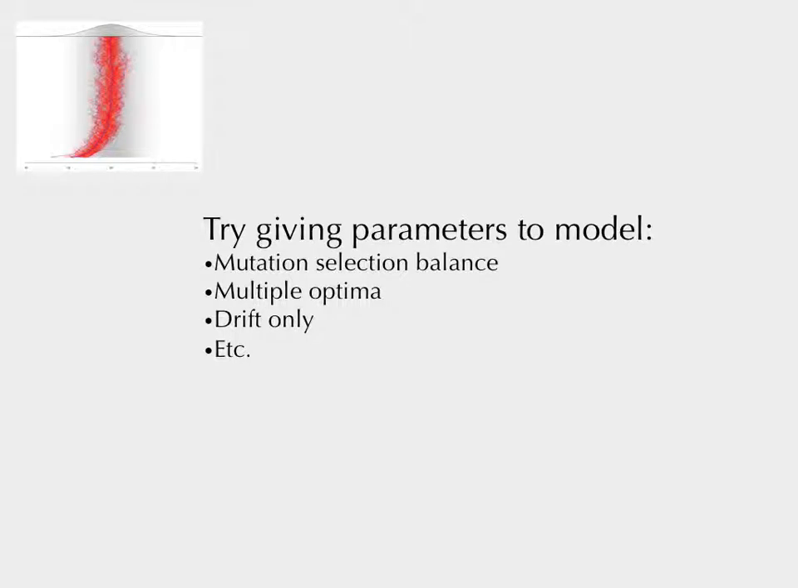Things you can do: you could turn off selection to let drift happen, and you see the variance increasing. You can have multiple optima. Since they're asexual, if you have something like Darwin's finches, where we get two optima, things here and things here, if they reproduced, the offspring would be in this valley. But asexual things don't mate, so you could evolve to have some on this peak and some on this peak. And the final thing you can do is check for mutation-selection balance.